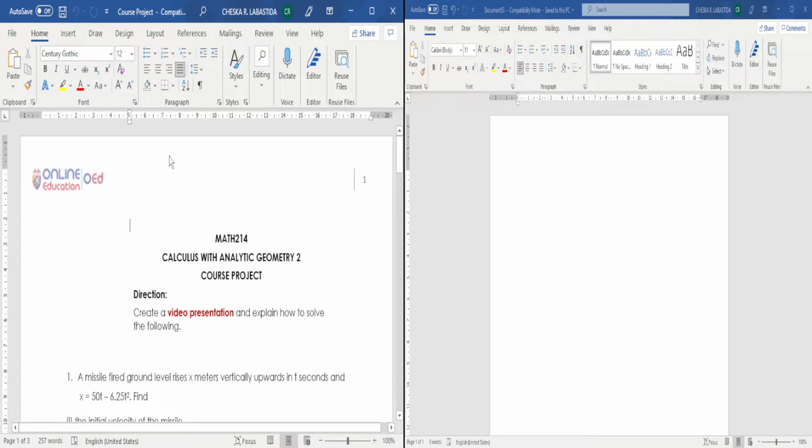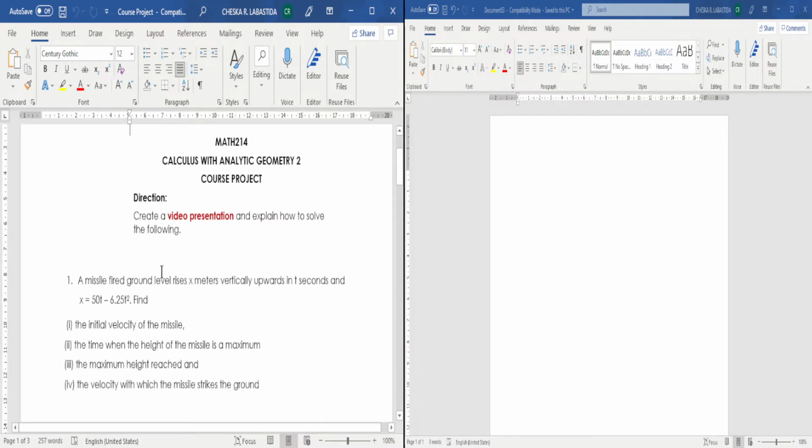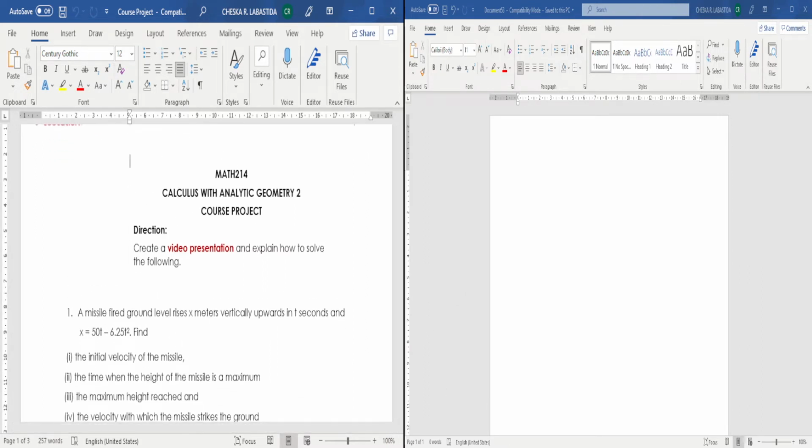Today I'll be presenting the final project for Calculus Analytic Geometry 2. Okay, so let's go ahead and read the first question here. A missile fired from ground level rises x meters vertically upward in t seconds, where x equals 50t minus 6.25t squared.